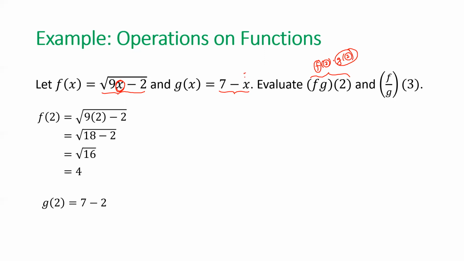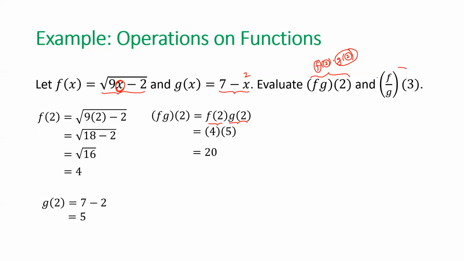So we will replace this by 2. So 7 minus 2 is equal to 5. Therefore, f times g of 2 is equal to f of 2 times g of 2, which is equal to 4 times 5, which is 20.